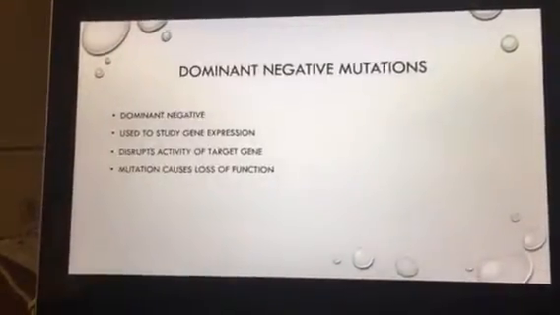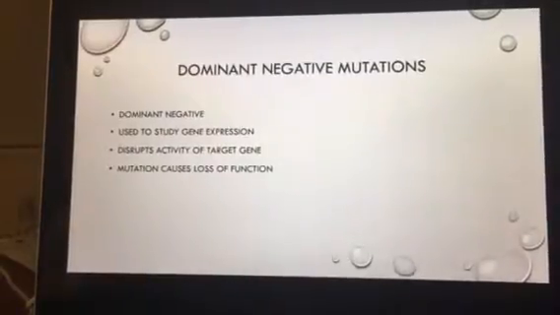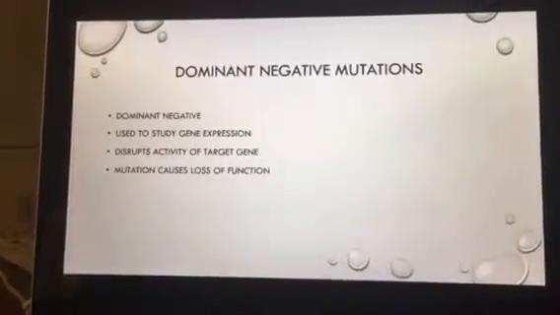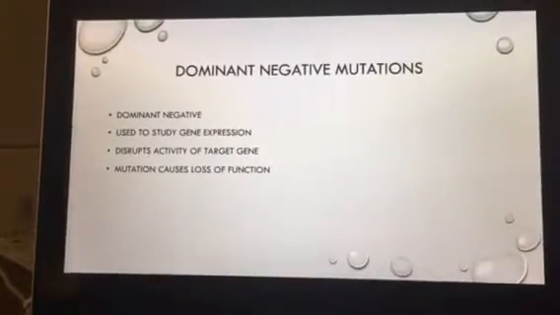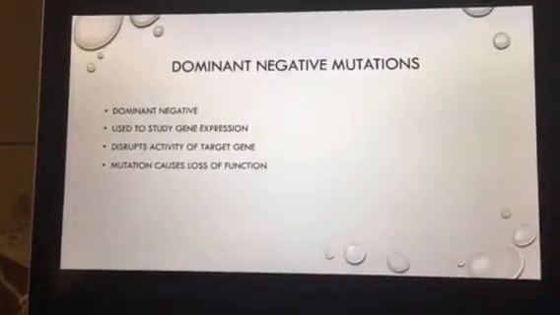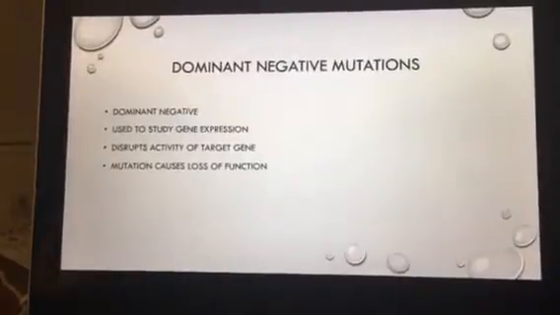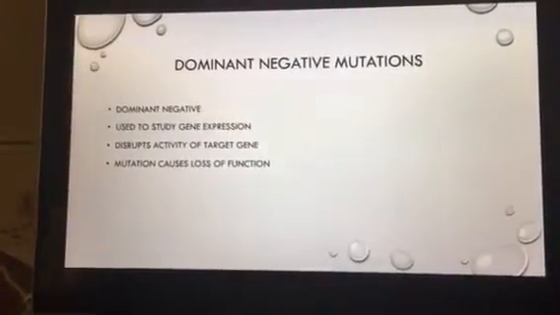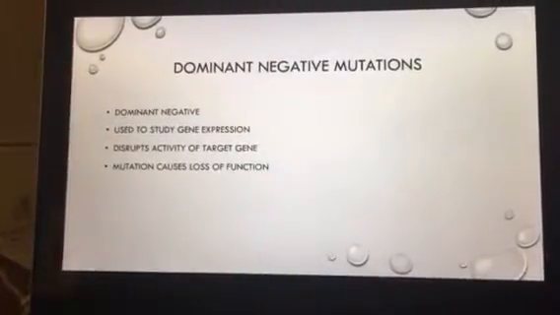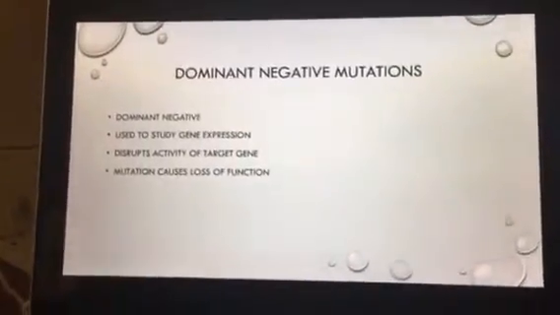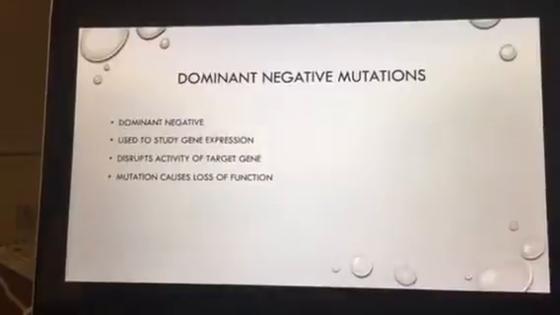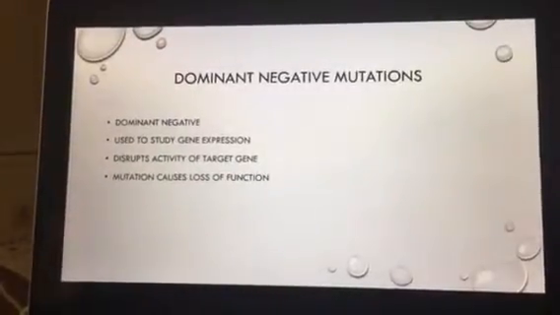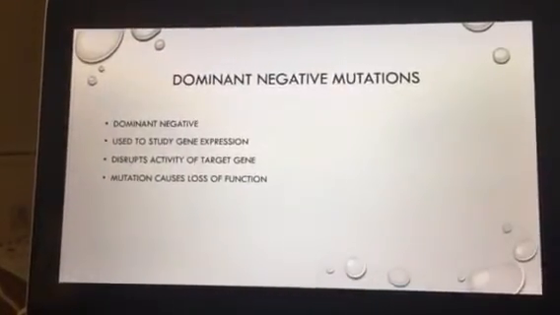Now we're going to briefly talk about dominant negative mutations. Previously, we learned that there are different levels at which the expression of a gene can be regulated. We have the genome level, the transcriptional level, the post-transcriptional level, the translational level, and the post-translational level. RNA interference involves the regulation of gene expression at the post-transcriptional level, so after transcription occurs.